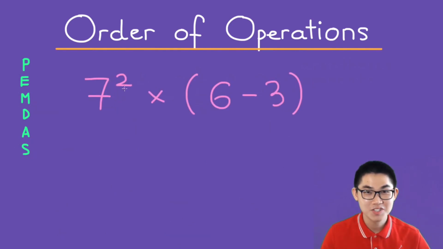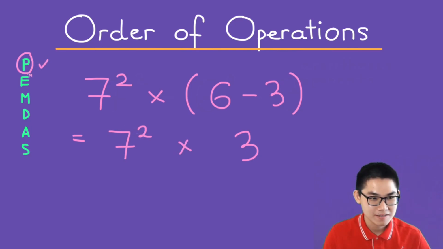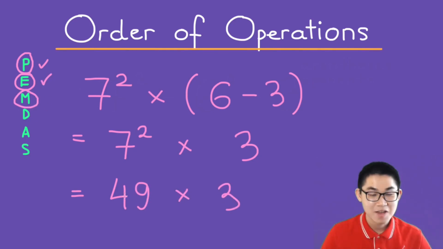7 to the power of 2 times 6 minus 3. And now we start to see parentheses. So we have to do the parentheses first. 6 minus 3 gives you 3. We see the exponent now, so we have to do the exponent. 7 to the power of 2 is 7 times 7, which again gives you 49. And what is 49 times 3? Well, it is going to be 147.